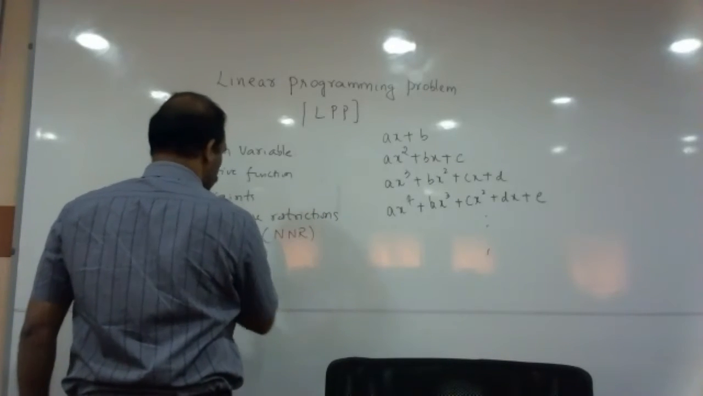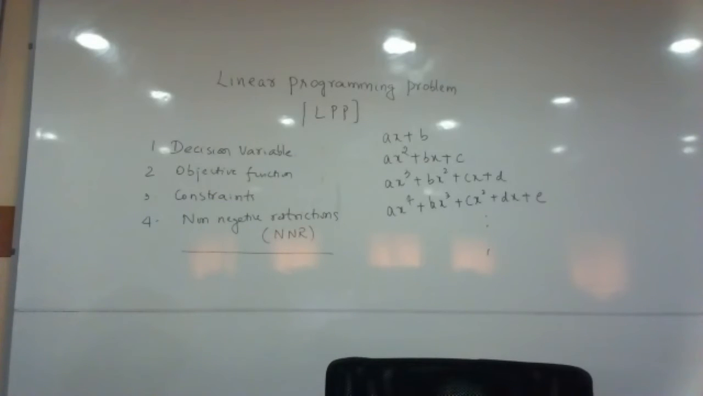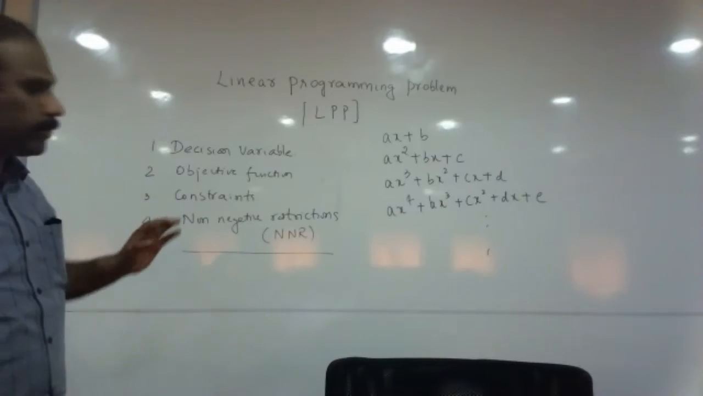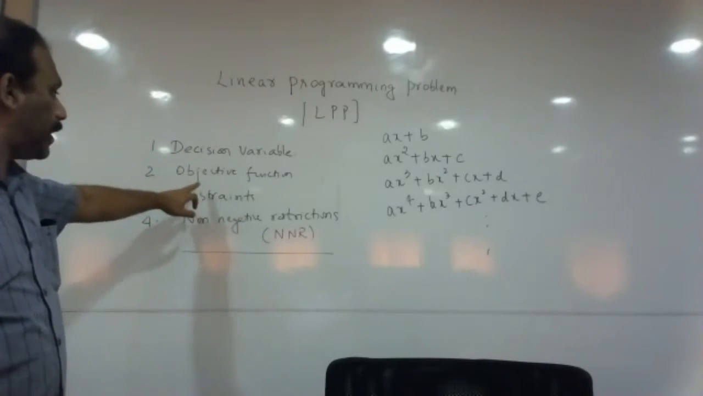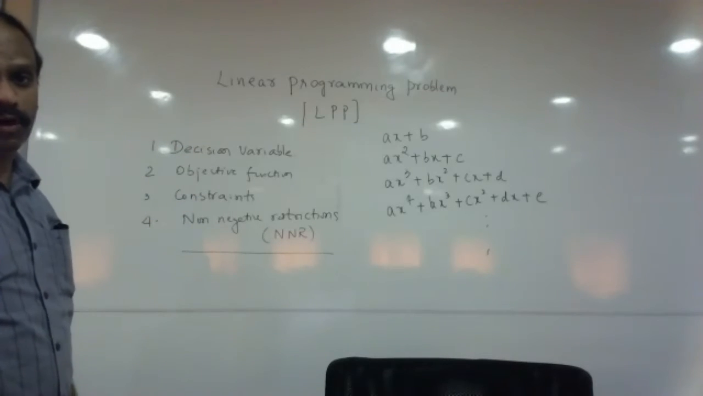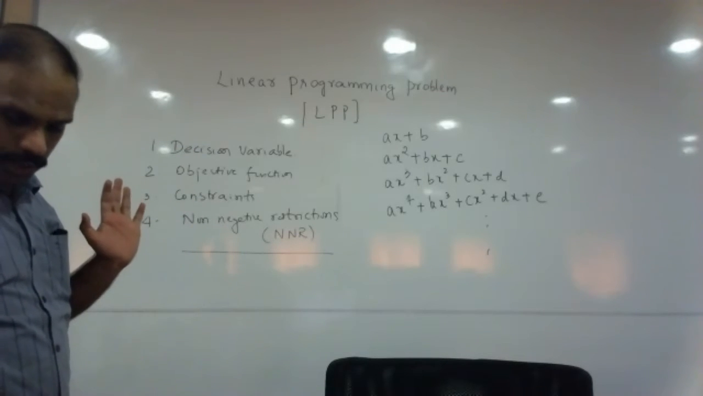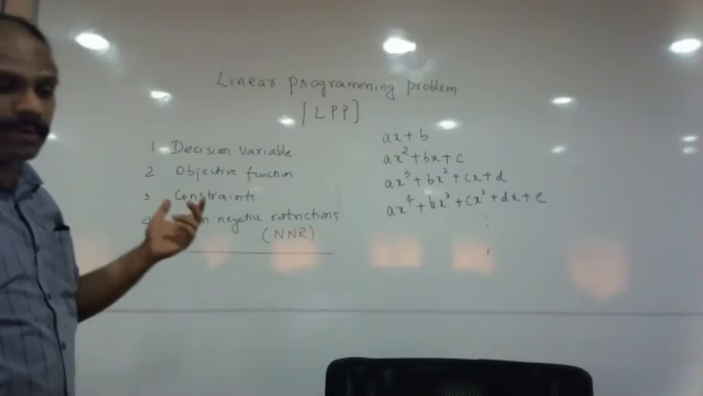So these are the 4 important steps that are supposed to be followed as far as linear programming is concerned. All linear programming problems shall have these 4 important steps. Decision variable, then objective function, then number 3 comes constraints, and number 4 is called non-negative restrictions.